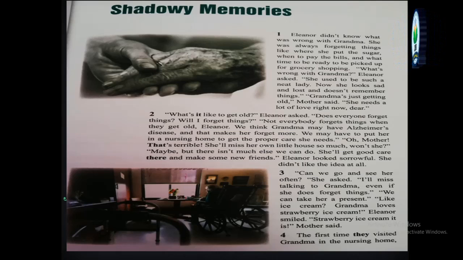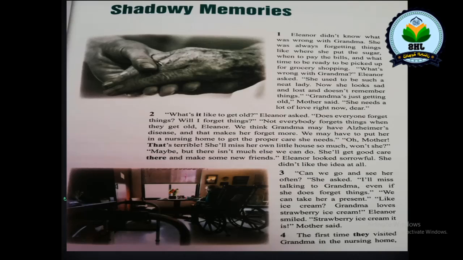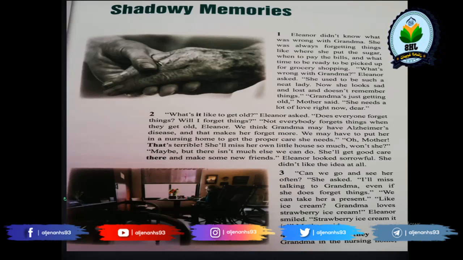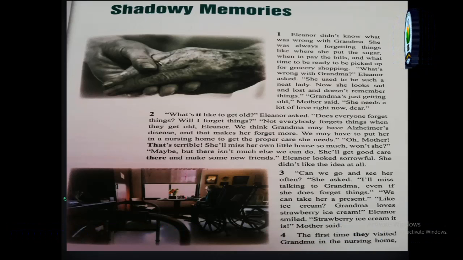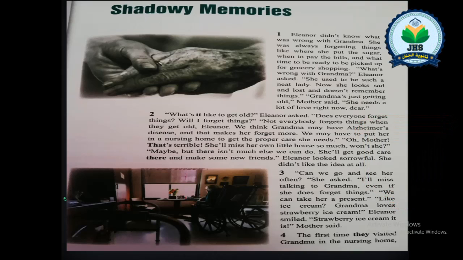Shadowy memories. Eleanor didn't know what was wrong with Grandma. She was always forgetting things, like where she put the sugar, when to pay the bills, and what time to be ready to be picked up for grocery shopping. "What's wrong with Grandma?" Eleanor asked. "She used to be such a neat lady. Now she looks sad and lost and doesn't remember anything." "Grandma's just getting old," Mother said. "She needs a lot of love right now."